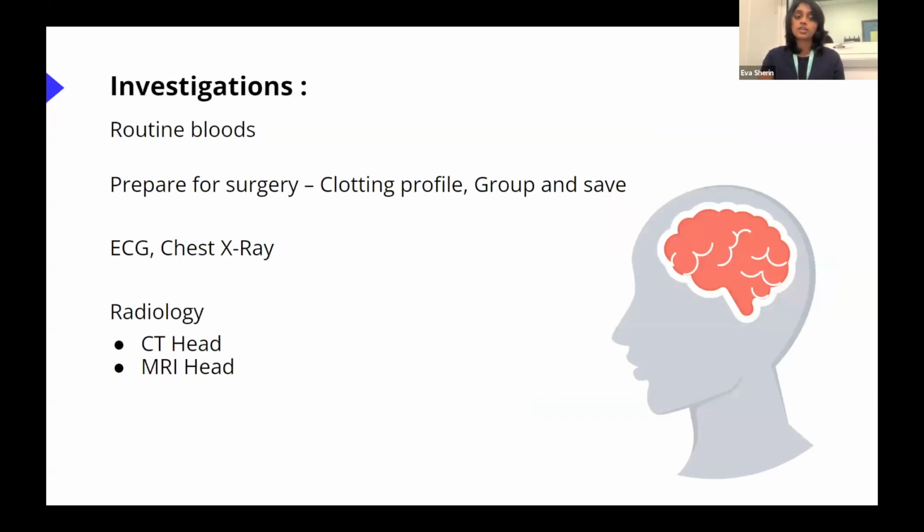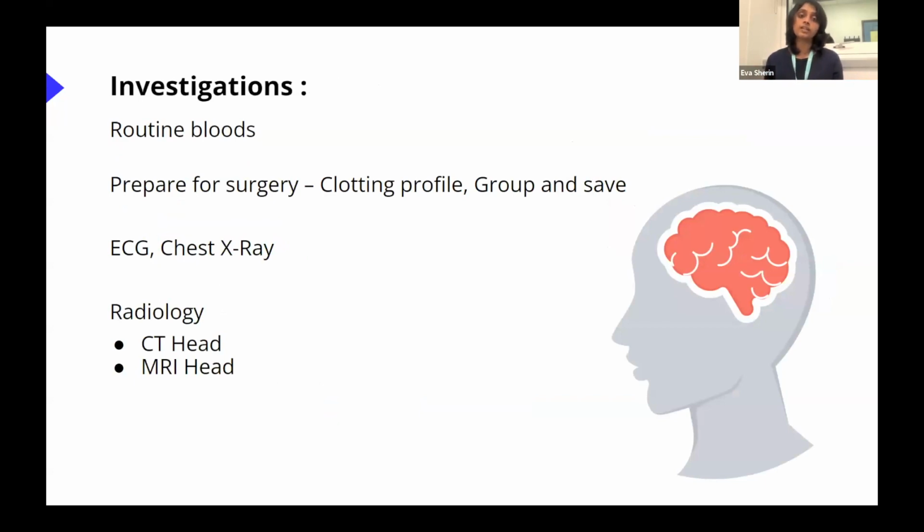And investigations, we've got your routine bloods, we've got full blood count, U&Es, and CRP, LFTs, whatever you normally ask in your hospital as per your protocol. And any patient for surgery, you will always ask for coagulation, group and save. 2 units of group and save, by the way.